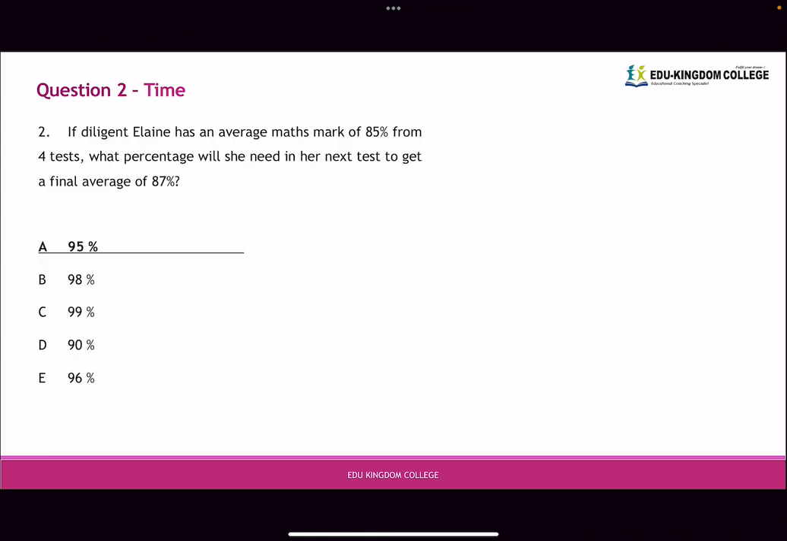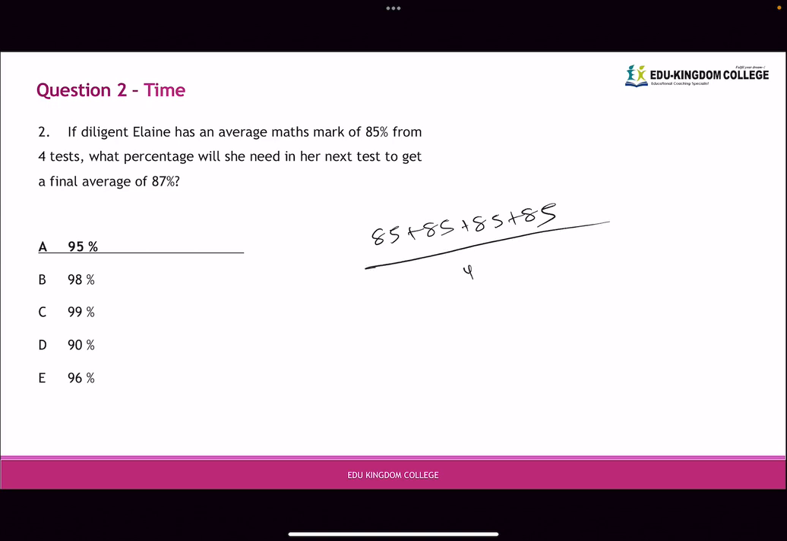Now, question 2. So, Diligent Elaine, average mark of 85 from 4 tests. That's just the same as getting 85 for every test. I'm not saying that she did get 85 for every test, but the marks that she got over 4 tests is the same as if she had gotten 85 for them. So the overall mark will be the same as 85 times 4. We just don't know that, but at this point, it doesn't really matter what she got for each individual test.